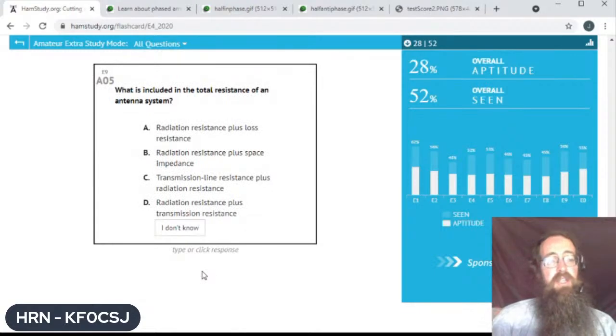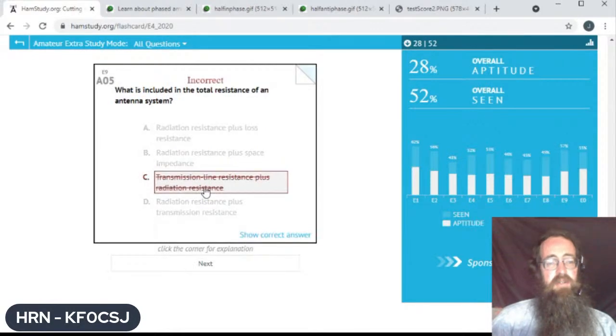What is included in the total resistance of an antenna system? A, radiation resistance plus loss resistance. B, radiation resistance plus place impedance. C, transmission line resistance plus radiation resistance. D, radiation resistance plus transmission resistance. And I am going to go with C. It's a transmission line resistance plus the resistance of radiation. And I am wrong.